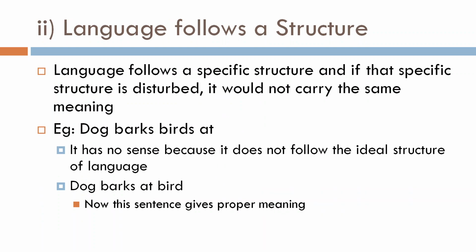The second principle is that language follows a structure. Language follows a specific structure, and if that specific structure is disturbed, then it would not carry the same meaning as it is supposed to. Example, dogs barks birds at. Does it give any sense to you? Because it does not follow any ideal structure of language. Now look at the next example. Dogs barks at bird. Does it make sense now? Why? Because it follows an ideal structure. So language follows a structure.